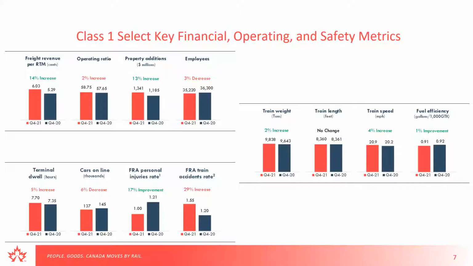And then looking at average cars online, we see about a 6% decrease or 8,000 car reduction compared to 2020 Q4. And this is mostly due to a reduction in covered hoppers online. There's 5,800 fewer covered hoppers online, and this kind of supports the story that we were seeing on the previous slides on grain, since a lot of that would be moved via covered hopper. So that's driving most of that decrease.